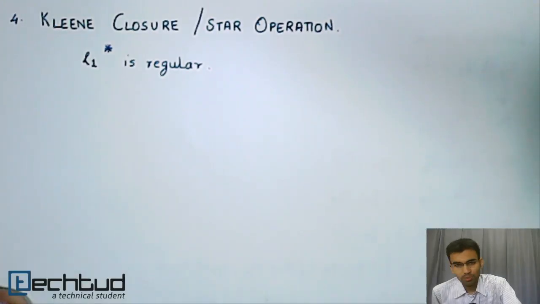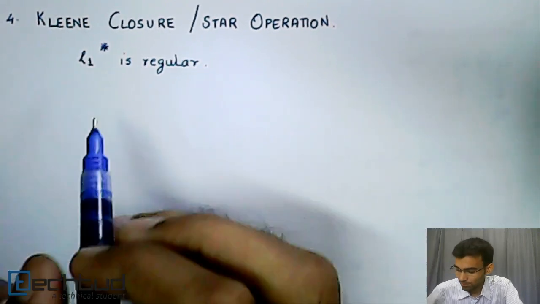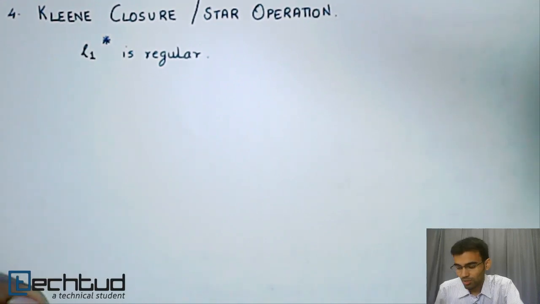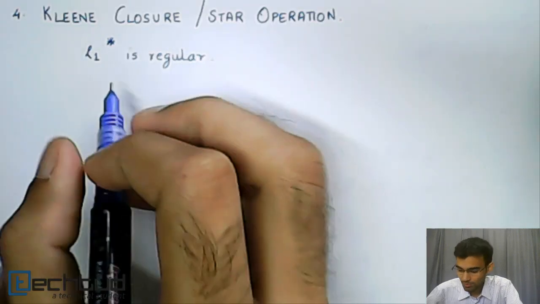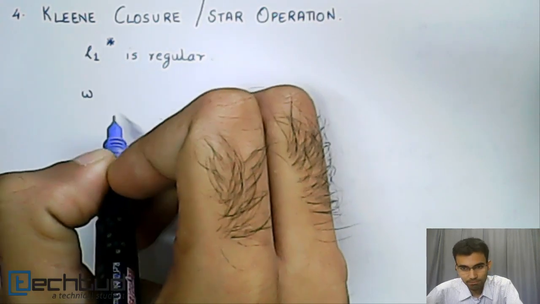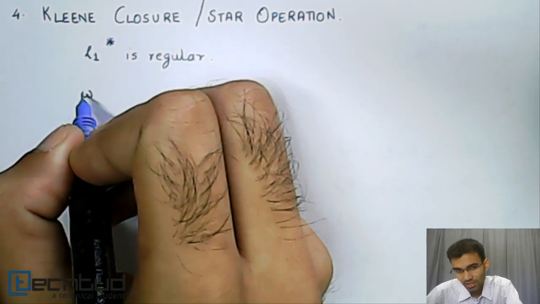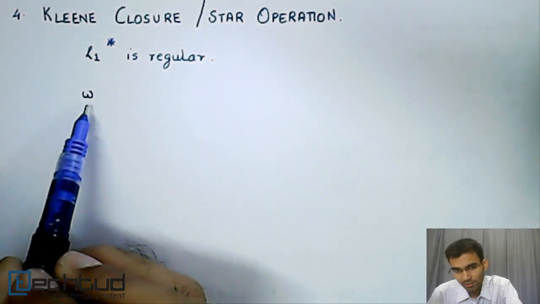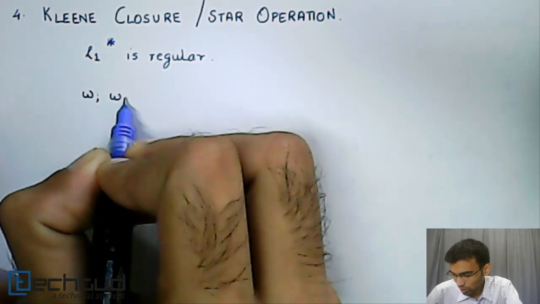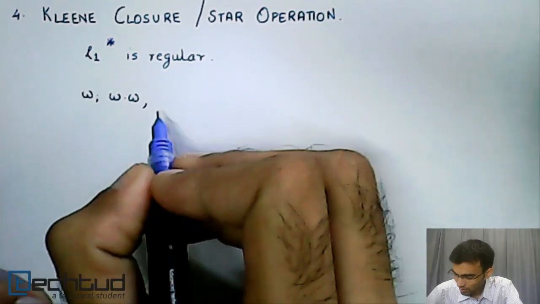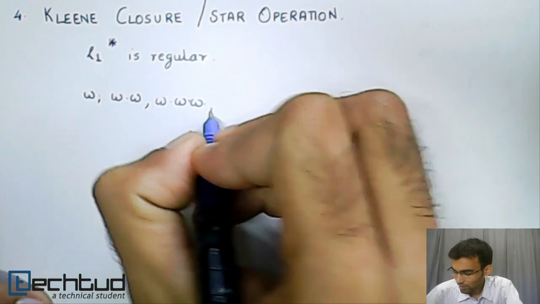The next closure operation is the Kleene closure operation or star operation. The star operation is a repetition operation. So if L1 is a regular language, L1 star is also regular. What does this mean? If W is a word in L1, then not only will L1 star recognize W, by recognize I mean accept, but it will also accept W concatenated with W, W concatenated with two W's, and so on.